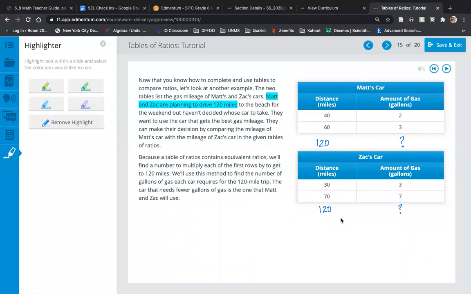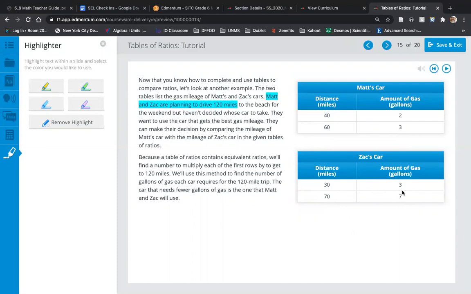There's a couple of different ways that you could do this. You could try just going up slowly until you got to there, right? So I could say, for example, let's say I'm looking at Zach's car. If it has 3 gallons, it goes up to 30 miles. If it has 7 gallons, it goes up to 70 miles. So they're kind of skipping numbers here a little bit.